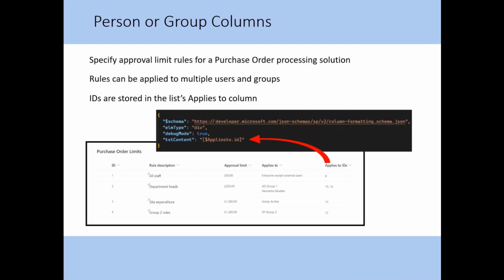Once the purchase order is approved, relevant notifications can then be automatically sent to other departments such as finance and purchasing. Each rule applies to multiple users and groups specified using a person or group column.